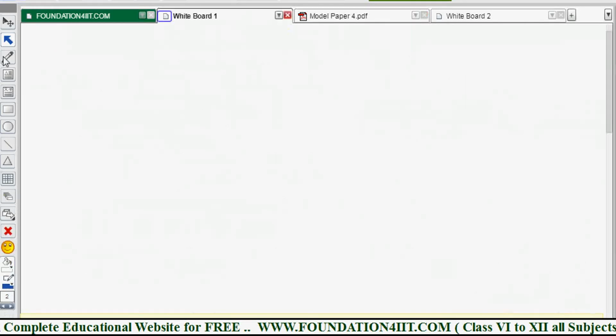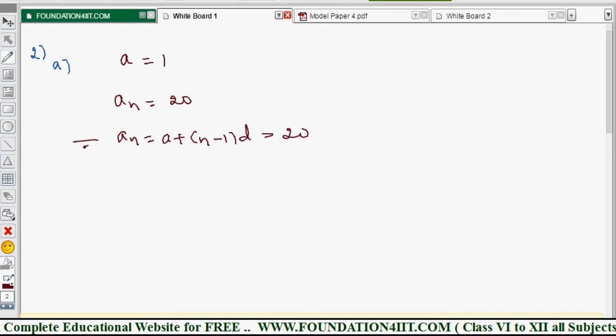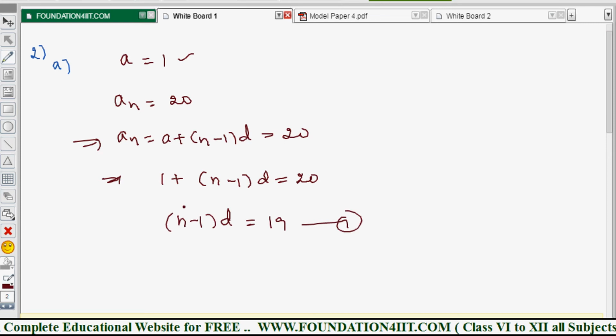First, take the given data from this question. The first term of the AP is 1. So a is equal to 1 is given, and an, that is the nth term, is given as 20. We know the an formula: an is equal to a plus n minus 1 into d. That value is 20, and a is 1. Just substitute here. Then 1 plus n minus 1 into d is equal to 20. Take 1 to the other side, then n minus 1 into d is equal to 19. Let this be equation 1.